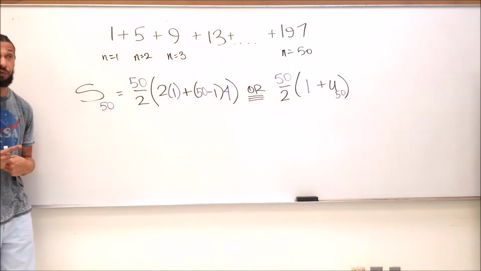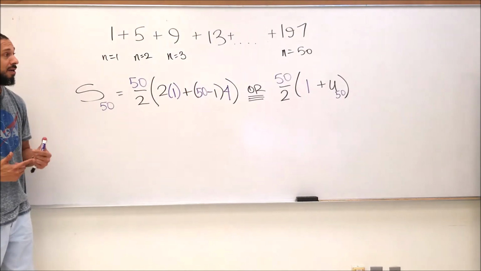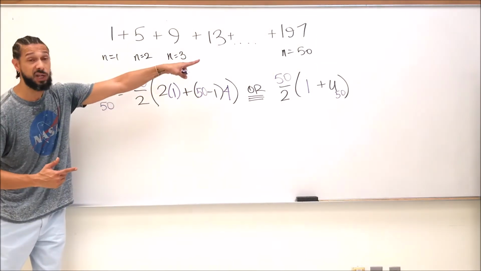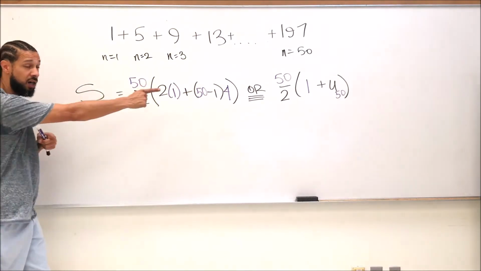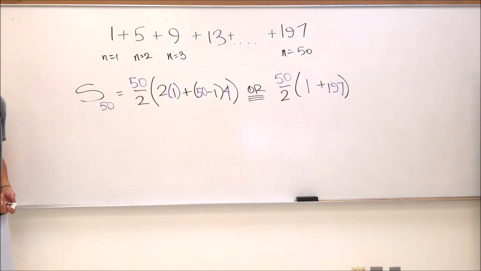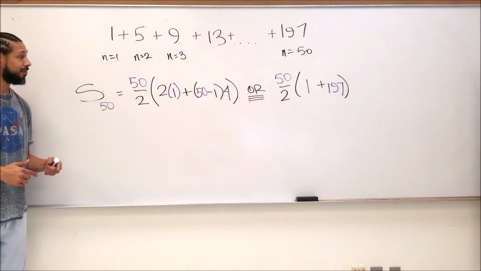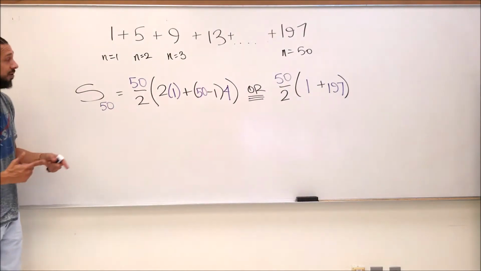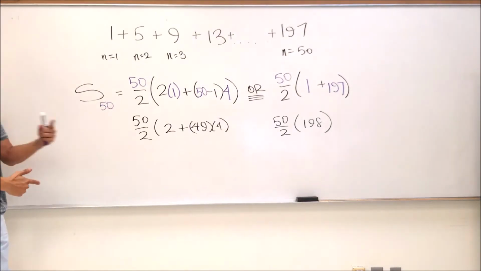Luckily for us, we calculated that in the last part. What's the last number of my sequence where n equals 50? What's the number for that? And there we go. This is arithmetic now. Let's do some PEMDAS real quick and see if we can figure this out. The parentheses first. There we go. Working two at a time.